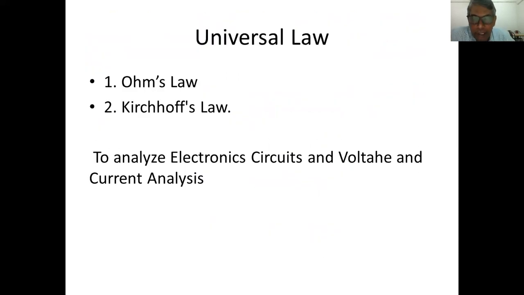Coming to this now, this is a very important concept which you are going to study in this unit one: how to analyze electronic circuits, and what is the meaning of analysis. Please remember that to analyze a circuit means you have to analyze its voltage and its current. How to measure voltage in a circuit, how to measure current in a circuit. So these two, voltage and current, play a major role in any circuit.